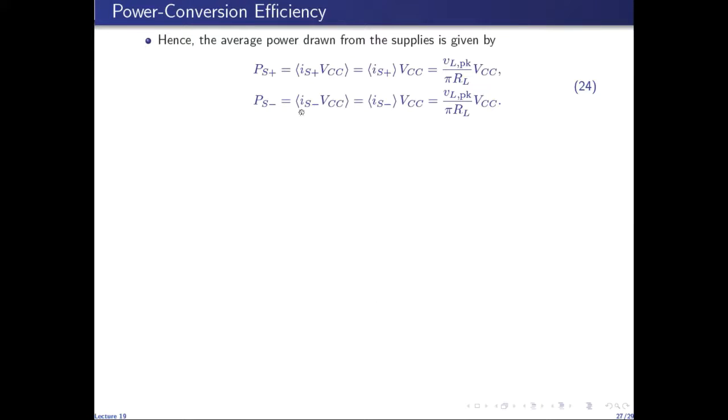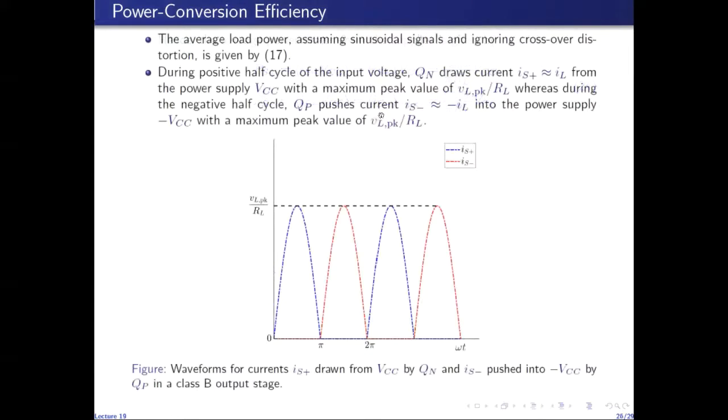So the two negative signs will cancel out, and PS negative is given as the average value of VCC times IS negative. VCC is constant, so you can take it outside. And so you need to find the average value of IS positive and IS negative. And we can do that from this diagram here. IS positive swings in the positive direction for half the cycle, and it is 0 for the other half. Similarly, IS negative swings for half the cycle and is 0 for the other half.